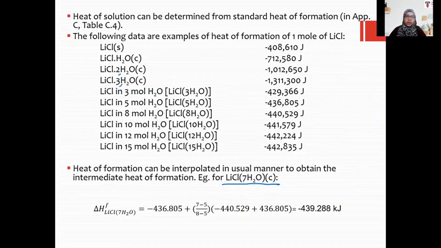You may refer to this. We only have 5 and 8, but we don't have 7. So to obtain lithium chloride in 7 moles of water, we can perform the interpolation. From this information, we can interpolate between 8 and 5. So you can interpolate to obtain the value of heat of formation for lithium chloride in 7 moles of water, and this is the answer.